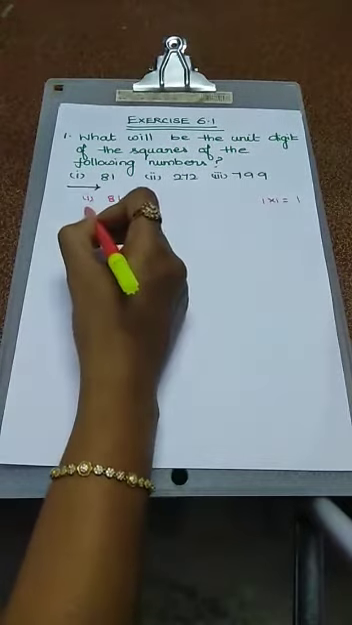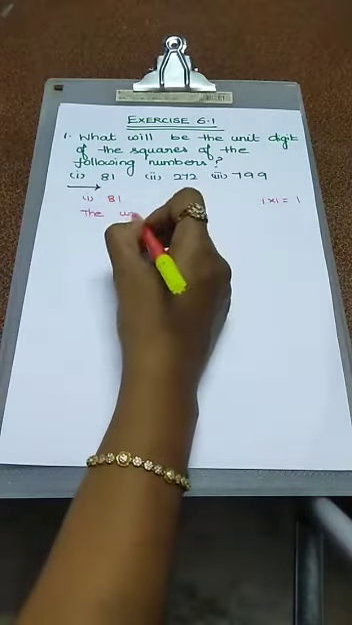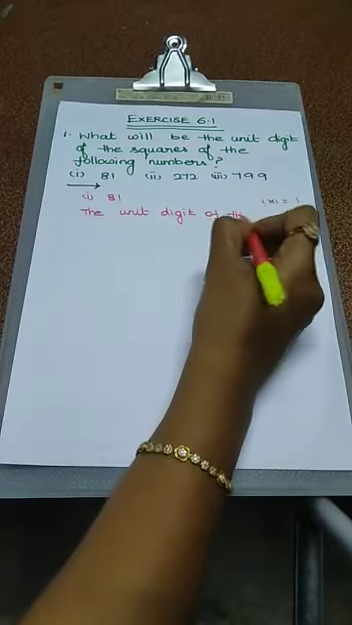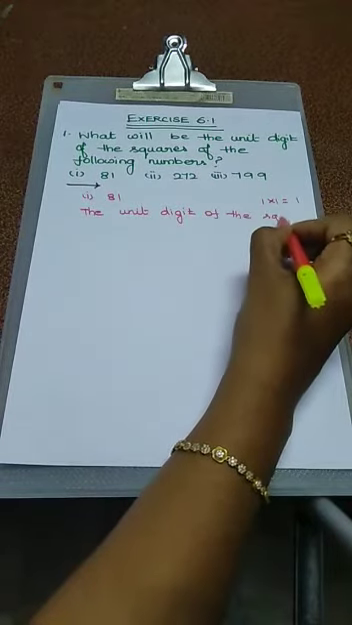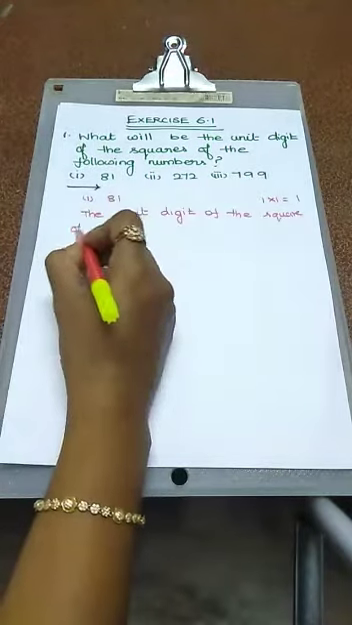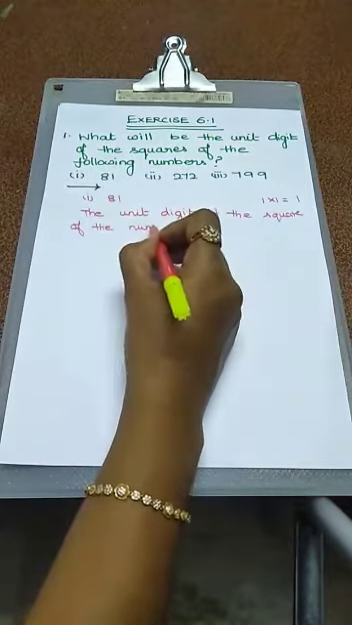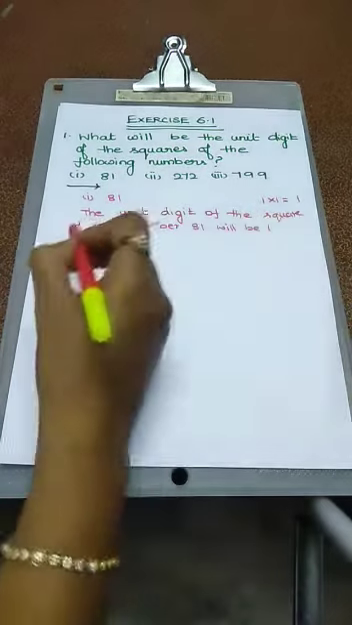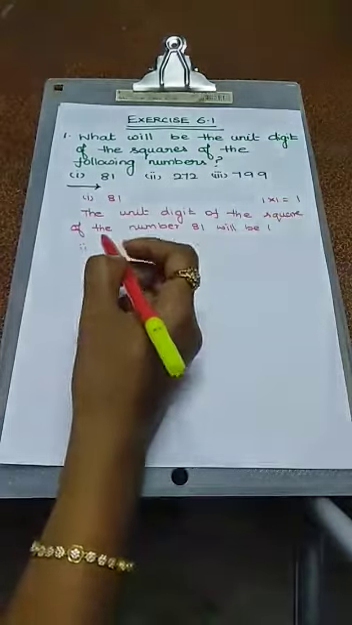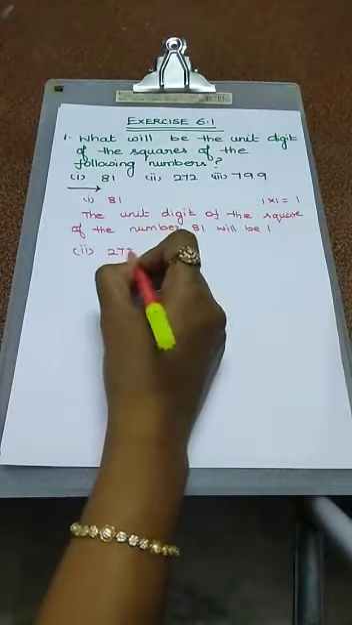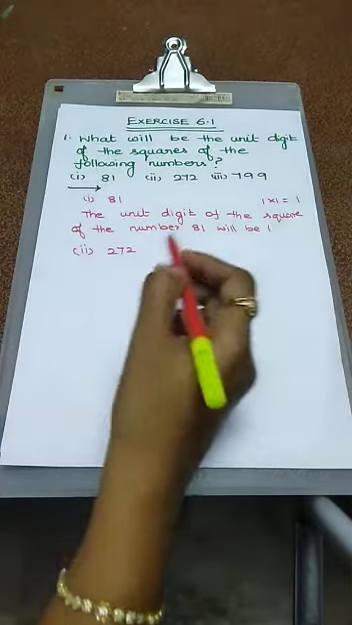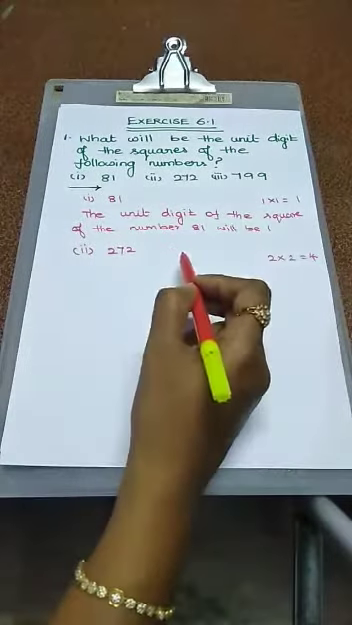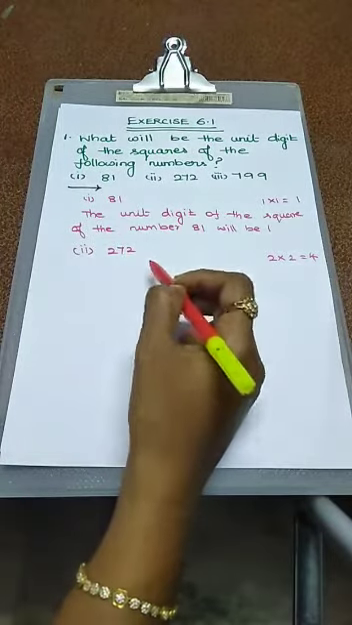So we have to write that the unit digit of the square of the number 81 will be 1. Okay. Next one is the second subdivision, 272. This is our question. You just look at the final digit, 2. So how can we get the final answer? 2 into 2 is 4. The unit digit of the square of the number 272 will be 4 only.